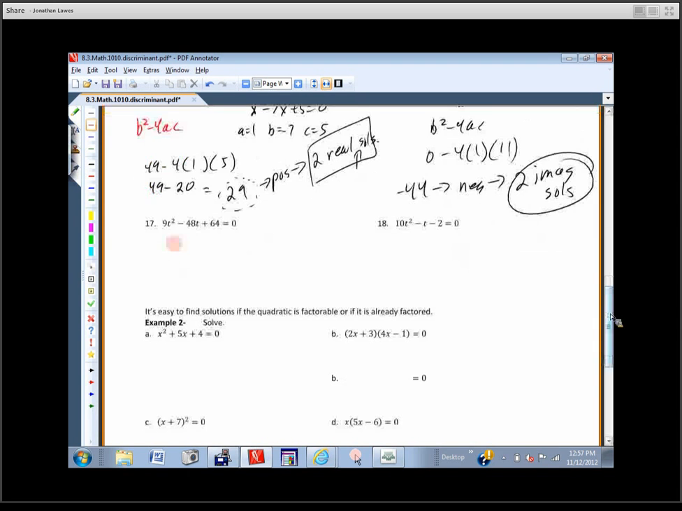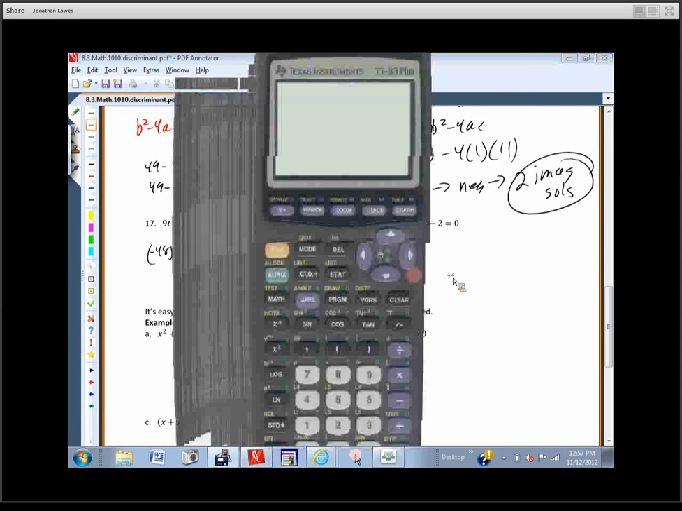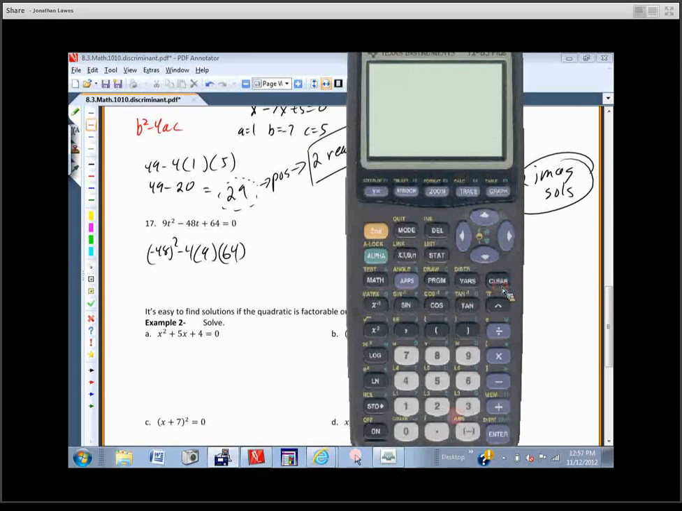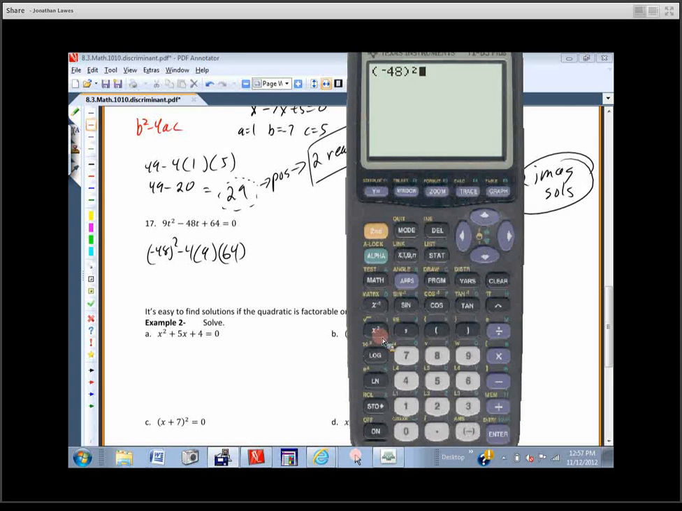Okay, so take a look at this. What's good about this? It's in order, and it's set equal to 0, so we can identify A, B, and C. What's not so nice about this? Really big numbers. So we're going to write negative 48 squared minus 4 times A times C. So this is 9 times 64. I'm then going to grab a calculator and let it do the work. So let's make sure we type it in correctly. It doesn't matter whether I do negative 48 and square that or positive 48 and square that. As long as it's in parentheses, it's going to end up being positive. And then minus 4 times A times C.